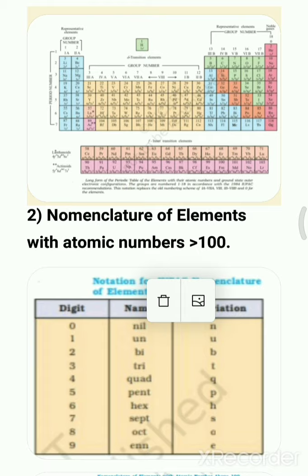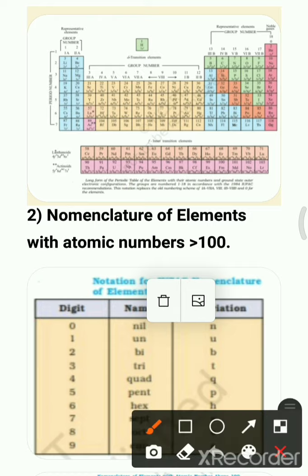So, very systematically, the nomenclature is derived directly from the atomic number of the element, using the numerical roots for 0 and numbers 1 to 9. These are shown in this table. So 0 is nil, abbreviated as n.